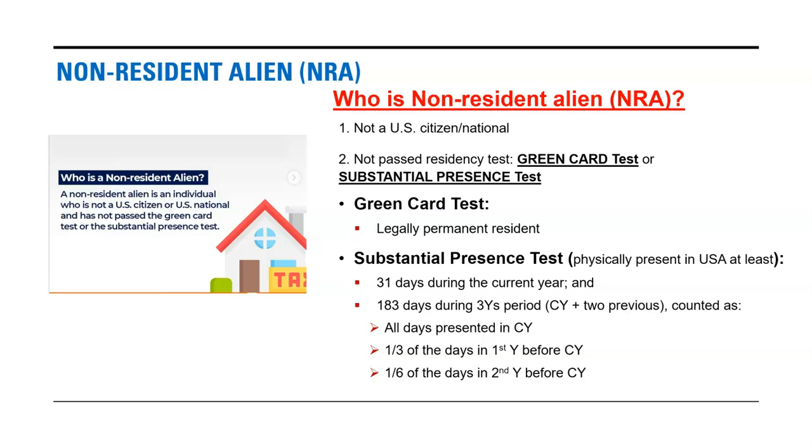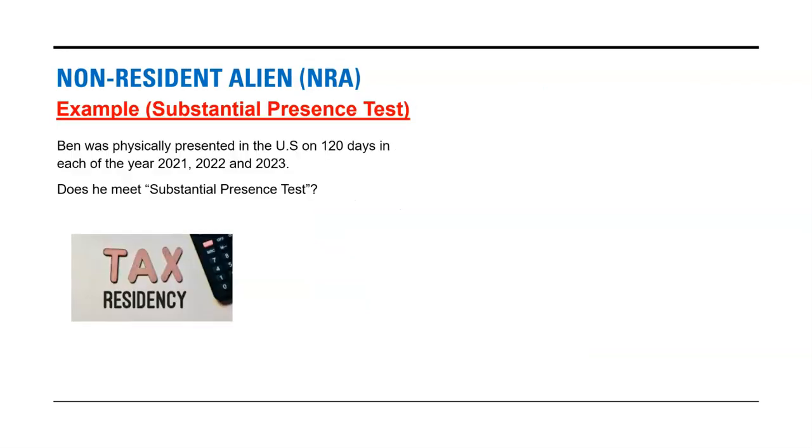What does it mean? It's being physically present in the United States at least 31 days during the current year and 183 days during the 3 year period, which covers the current year and 2 previous years. Counted as all days present in the current year, and 1 divided by 3 of the days in the first year before the current year, and 1 divided by 6 of the days in the second year before the current year.